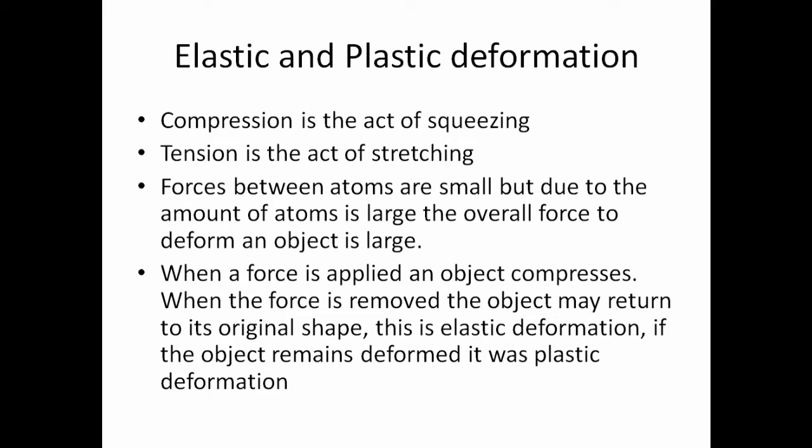If you apply a force to an object and it squishes, and then you remove the force from the object, there are two things which can happen. The first option is it goes back to its original shape, and this would be an example of elastic deformation. For example, if you pull a rubber band and then let go, it will basically be the same as the rubber band before you stretched it.